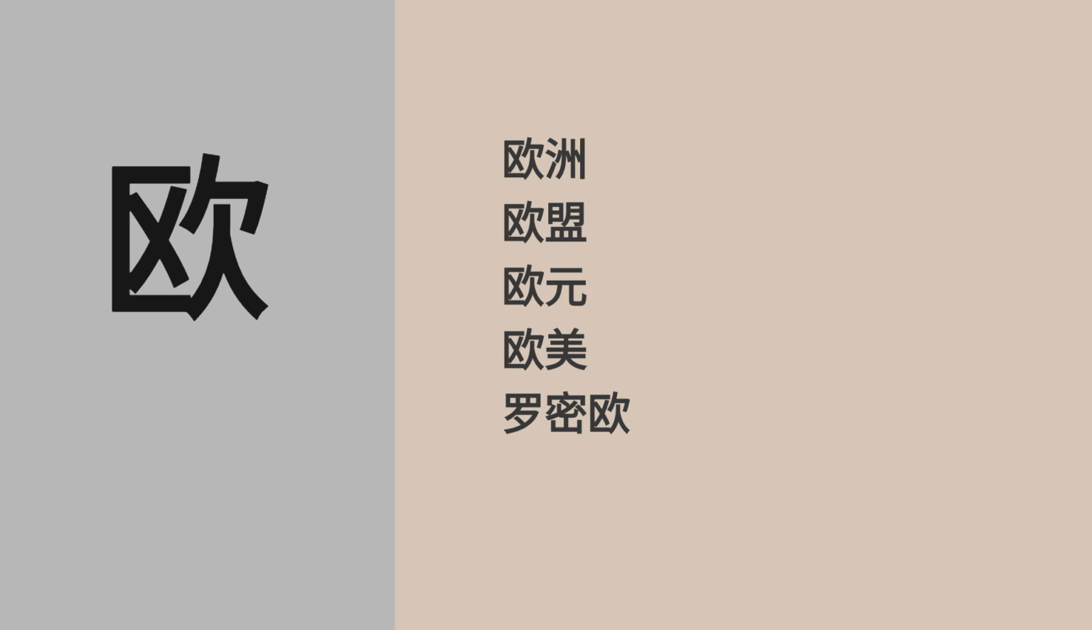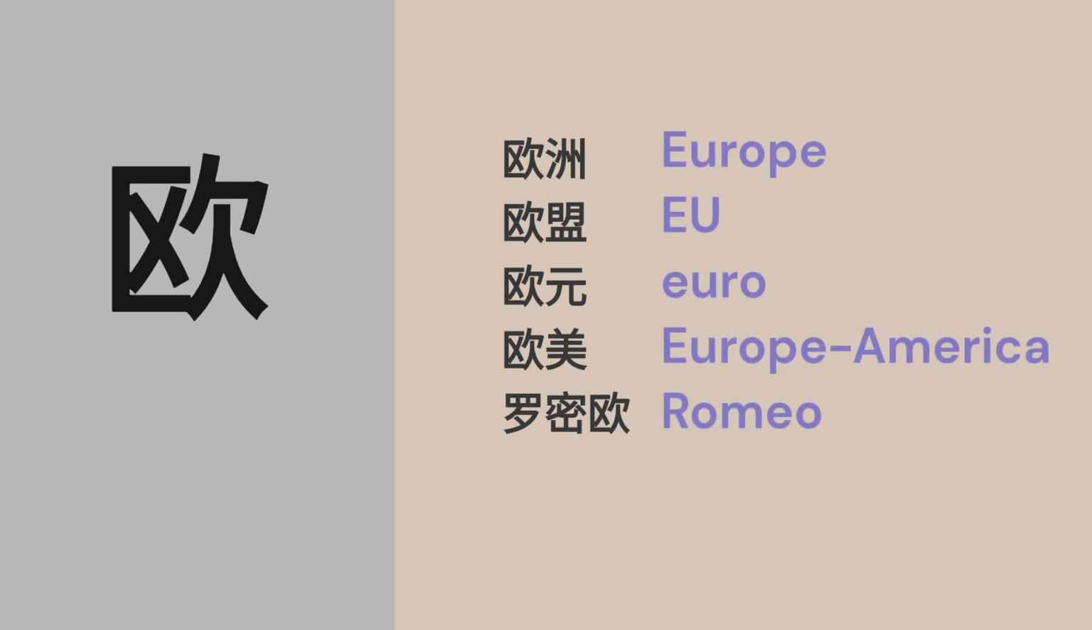O. You can learn this vowel from 欧洲、欧盟、欧元、欧美 and so on in Chinese. It also sounds the same as the English letter O in so, no, and old. So it's kind of universal, isn't it?